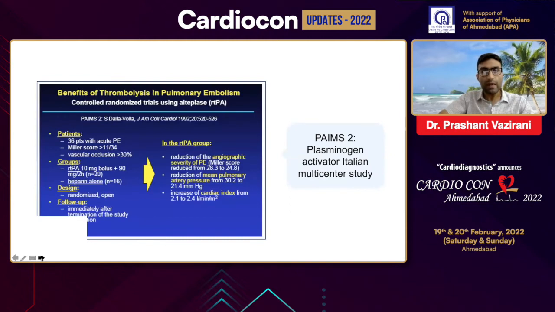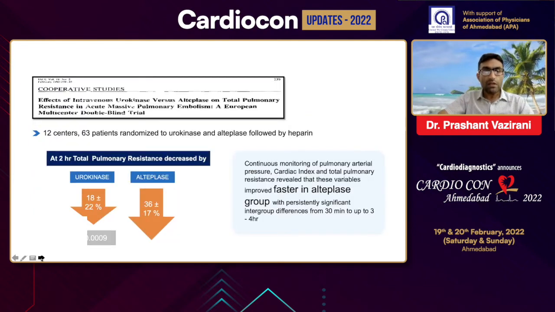This was the PAIMS-2 trial, an Italian multi-center study of plasminogen activator in which alteplase was studied, and after this, approval was given. If you consider alteplase versus urokinase in a study, the pulmonary vascular resistance decreased faster in patients who were given alteplase rather than those who were given urokinase. So you can prefer alteplase rather than other agents.